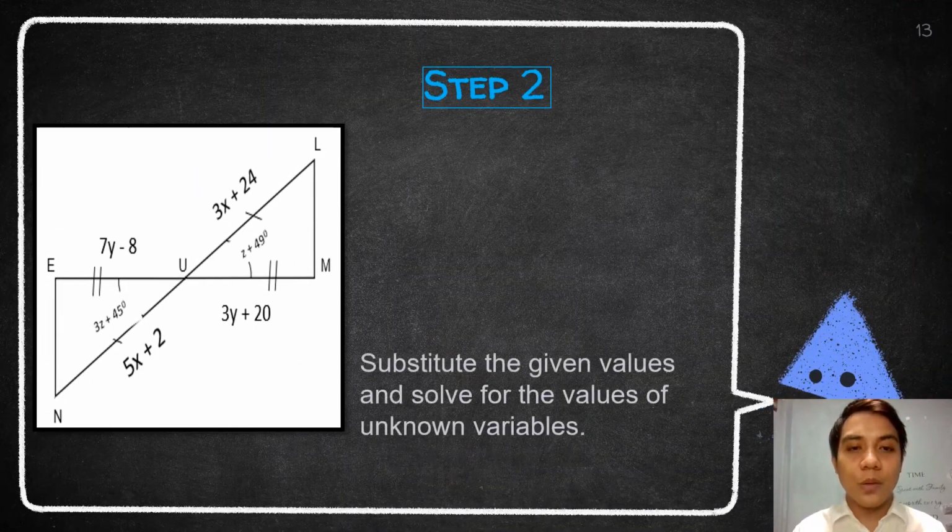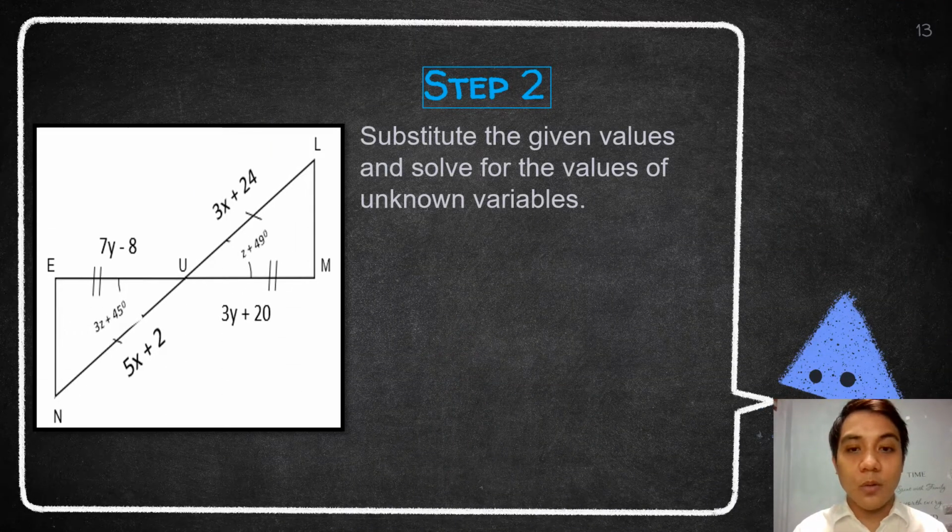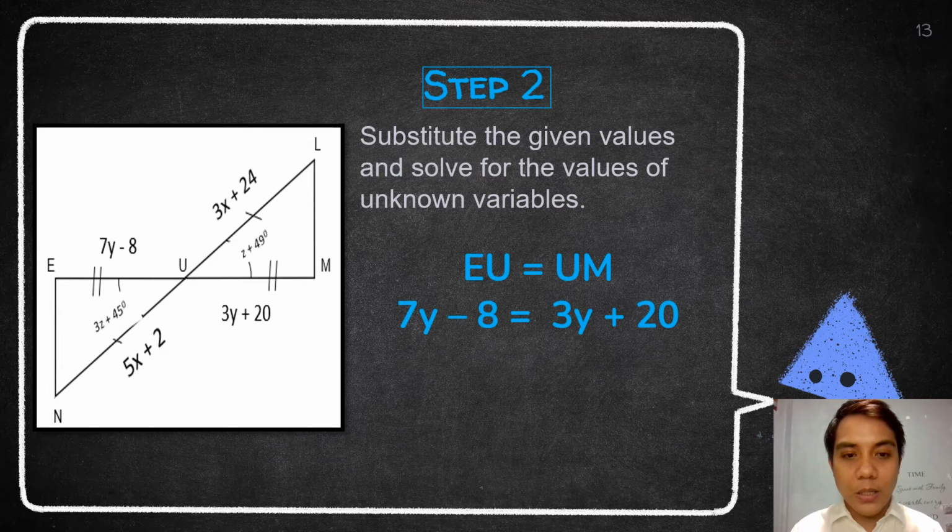Step 2. Substitute the given values and solve for the values of unknown variables. To solve for y, we need to use side EU and side UM. Based on the figure, EU is congruent or equal to UM. EU is equal to 7y minus 8 and UM is equal to 3y plus 20. Since EU is equal to UM, therefore 7y minus 8 is equal to 3y plus 20.